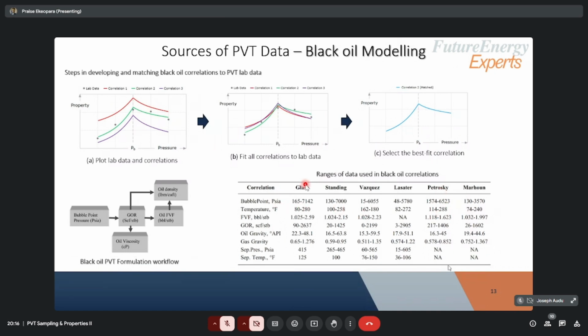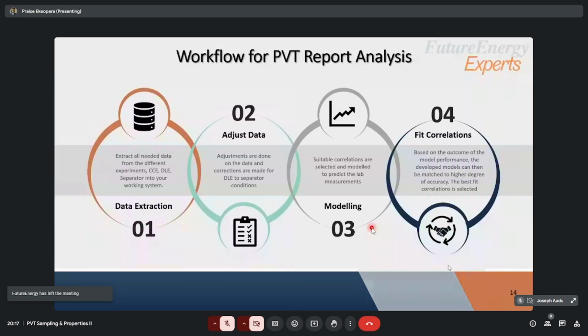So for Glaso, you are seeing that it works for bubble point pressure from 167 down to 7,142, and so on down to Mahomes. So you are seeing their individual parameters. That's why it's always good, when you want to make a choice and selection, to always consider these trends or these thresholds and see whether they are the best fit for the crude oil sample that you are trying to model.